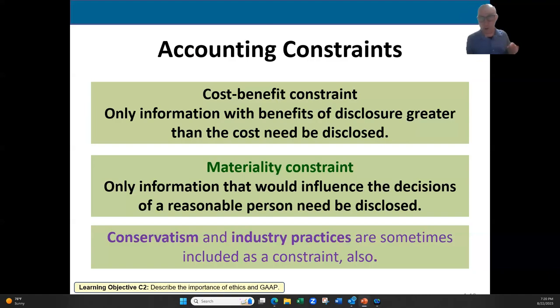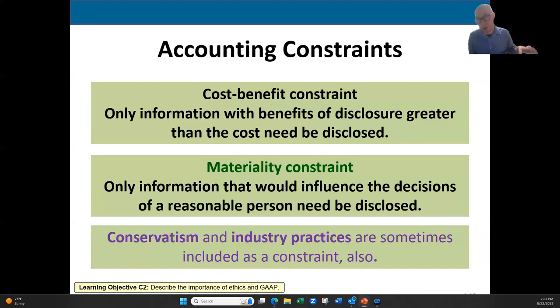The constraints of accounting involve primarily the cost-benefit constraint. What this simply means is that the benefits should be greater than the cost. Right? Makes sense. The individual should benefit, and the benefit is greater than the cost. That's what we call the cost-benefit constraint. Materiality constraint is that the information disclosed is reasonable, so that a person can make decisions based off the information.